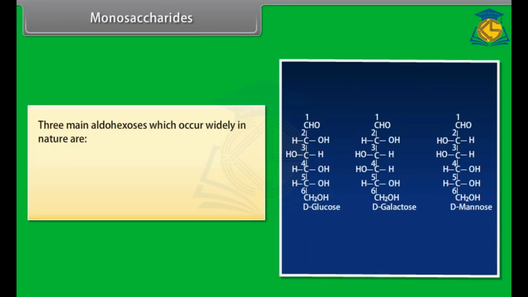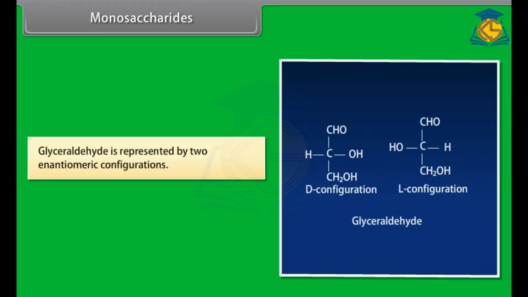3 main aldohexoses which occur widely in nature are D-glucose, D-galactose and D-mannose. The letter D before the name of monosaccharides represents the configuration as derived from glyceraldehyde. Glyceraldehyde is represented by 2 enantiomeric configurations. Glucose, C6H12O6.